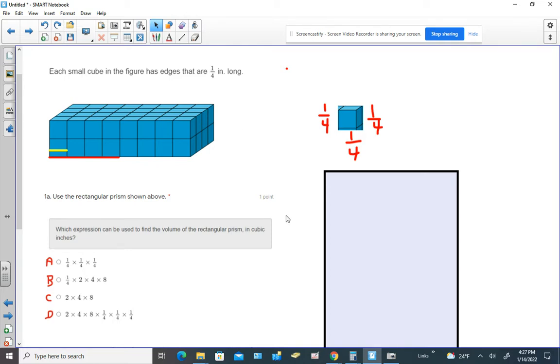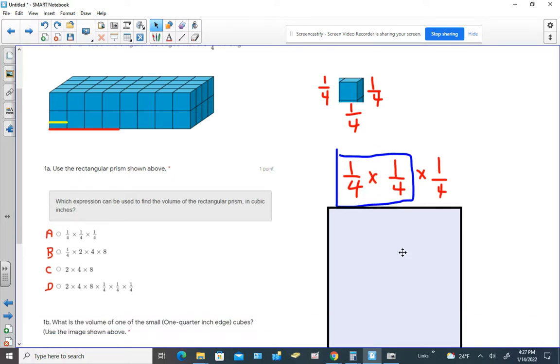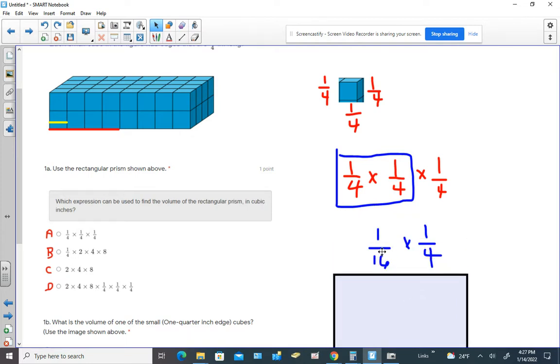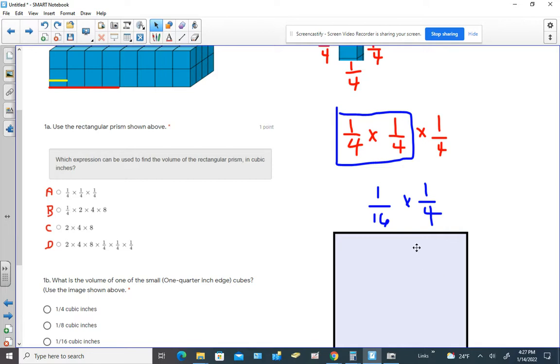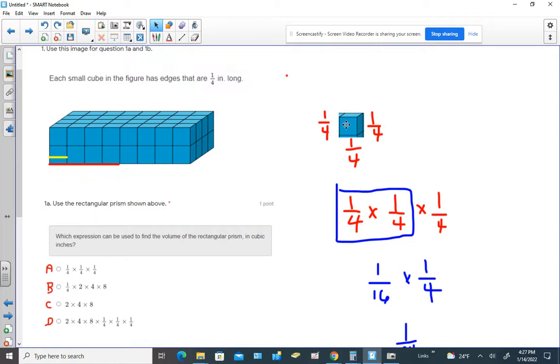Now, one of the things that we talked about in class is what if we had to find the volume of one of the cubes? What would we do? When I say one of the cubes, I mean pull one of these off the corner. What's the volume of that? If it's 1/4 by 1/4 by 1/4, remember the volume of a cube is you take the edge and raise it to the power of 3, or you cube it, which is the same thing as 1/4 times 1/4 times 1/4. 1/4 times 1/4 would be 1/16, and if we take the 1/16 and multiply it by the other edge, we would get 1/64. So really, this is 1/64 of a full cubic inch.